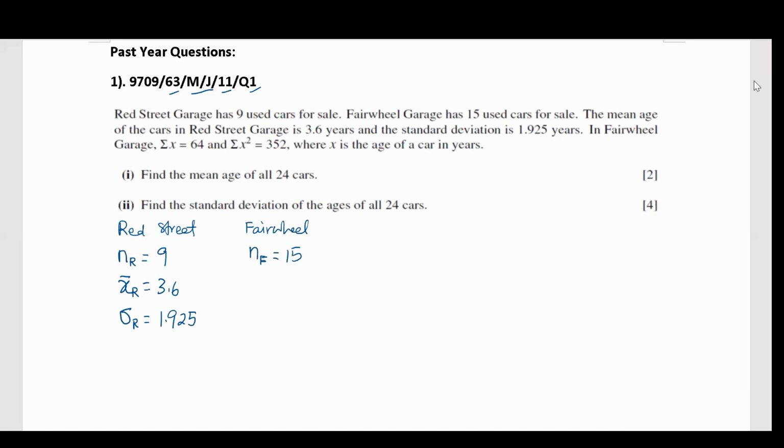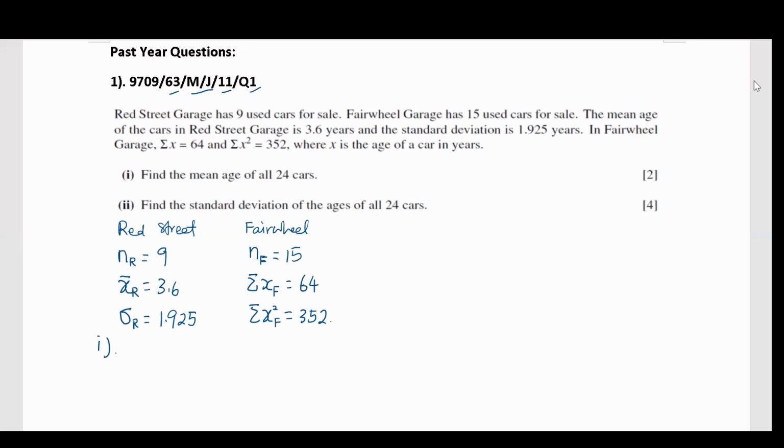Okay, in Fairview Garage, somehow the information given is different. So sigma x for the Fairview Garage is given to be 64, and sigma x squared for the Fairview Garage is given to be 352, where x is the age of the car in years. Okay, part 1, find the mean age of all 24 cars, right? 9 plus 15 is going to be 24.